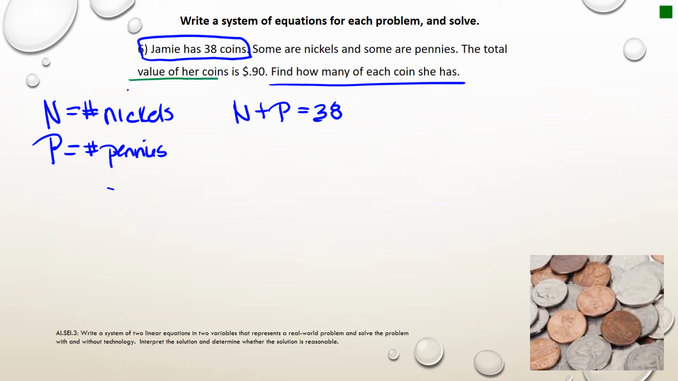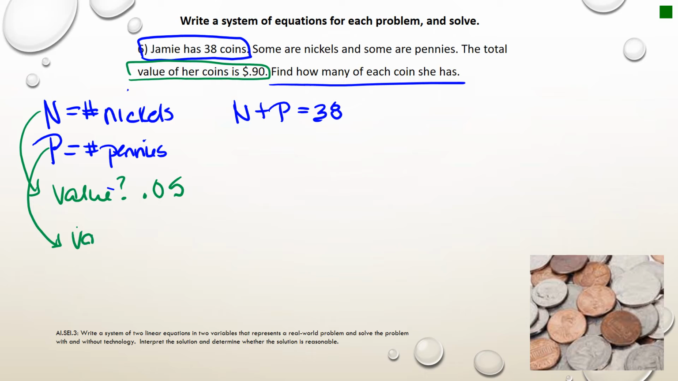Now the total value is 90 cents. So guys, what's a nickel's value? What is a nickel worth? How much can you get for a nickel? 5 cents. What is a penny's value? How much do you get for a penny? 1 cent. So I'm going to multiply every nickel times 5 cents and every penny times 1 cent, and it has to add up to 90 cents.